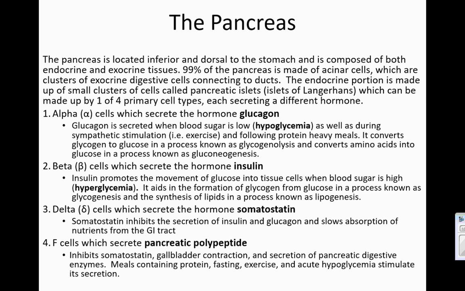And then delta cells secrete somatostatin, inhibiting secretion of insulin and glucagon, slowing absorption of nutrients from the GI tract. There's not really much to know about that guy. F cells secrete pancreatic polypeptide, which inhibits somatostatin, contraction of the gallbladder, secretion of the pancreatic digestive enzymes. Meals that contain protein, a fasting state, exercise, and acute hypoglycemia will stimulate its secretion. Okay.